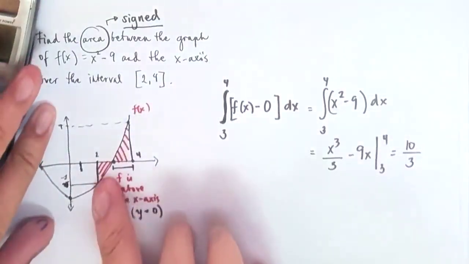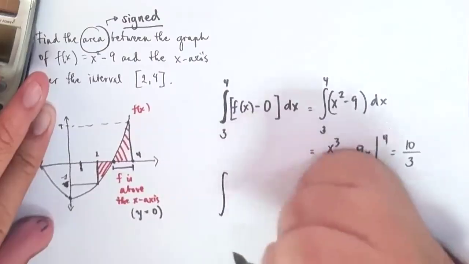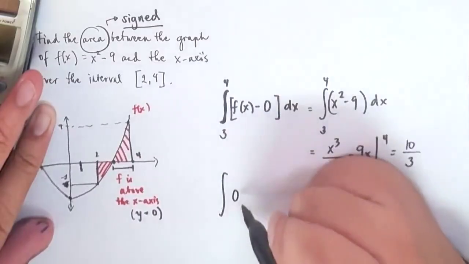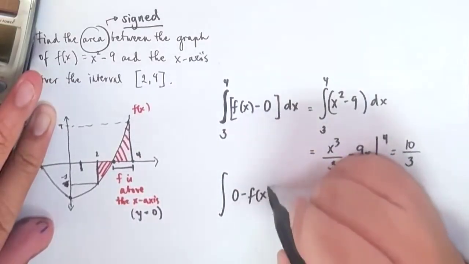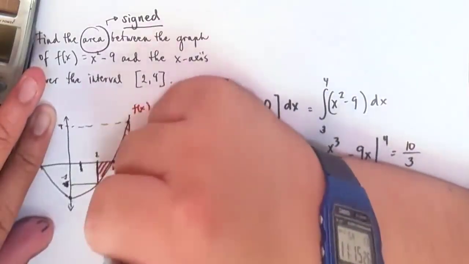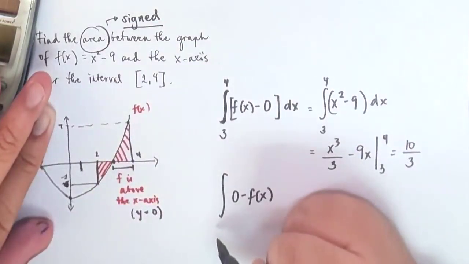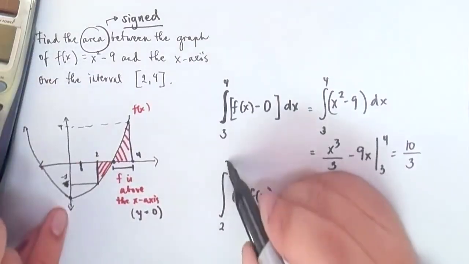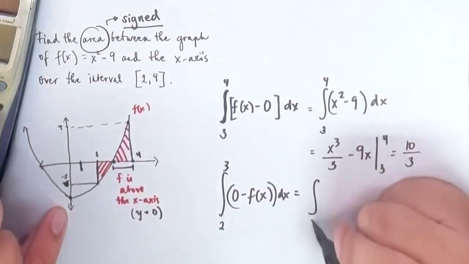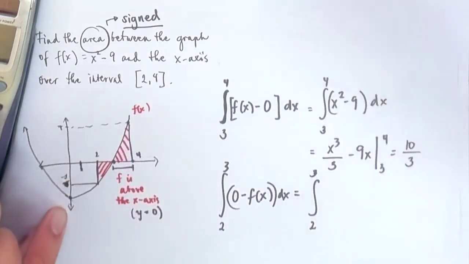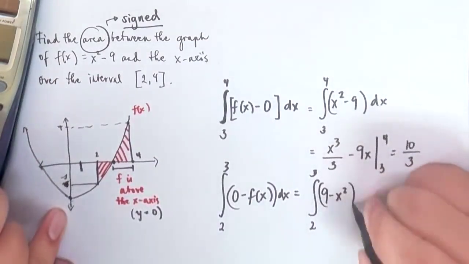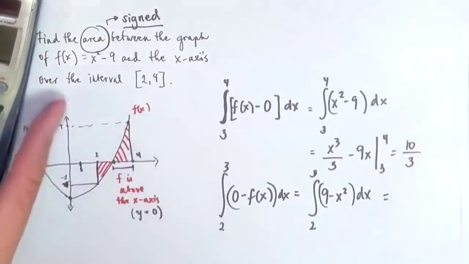And the second area that we're looking for is this area right here. Now, the one on top is 0. So this becomes 0 minus f of x. And the one below is f of x. So 0 on top and f of x is below. Okay. Now, this is from 2 to 3. So the integral from 2 to 3 of 0 minus x squared minus 9. So this becomes 9 minus x squared dx, which is equal to what?